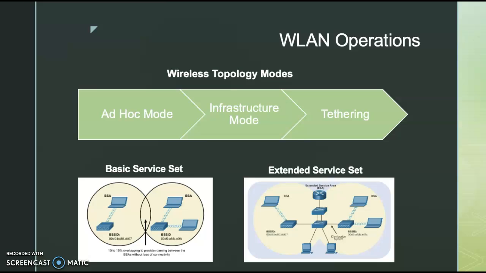A basic service set, or BSS, consists of a single AP interconnecting all associated wireless clients, as you can see here. That's why there's this space in the middle. Secondly, when a single BSS provides insufficient coverage, 2 or more BSSs can be joined through a common distribution system into an extended service set, or ESS.